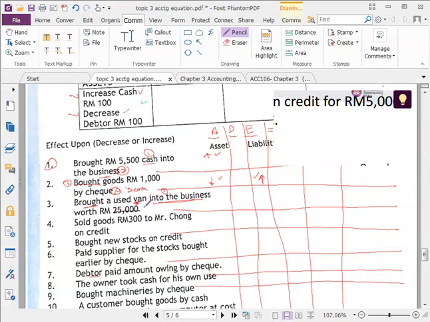Okay. Second keyword is van. Okay, van and also brought in into the business. Okay, what is that mean? What is the effect? Asset van increase. Yes, that's right. Asset van increase. Another one? Another one, class?